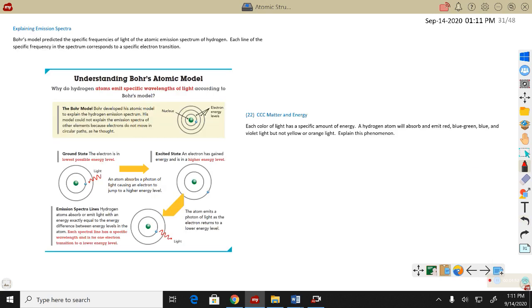Interesting. All right, so this picture is just chock full of good stuff, explaining emission spectra. We mentioned earlier that the emission spectra is the specific colors of light that are released from these energized electrons of a particular element. Bohr's model predicted the specific frequencies or energies of light of the atomic emission spectrum of hydrogen. Each line of the spectrum has a specific frequency or a specific energy level, and that corresponds to a specific electron transition.